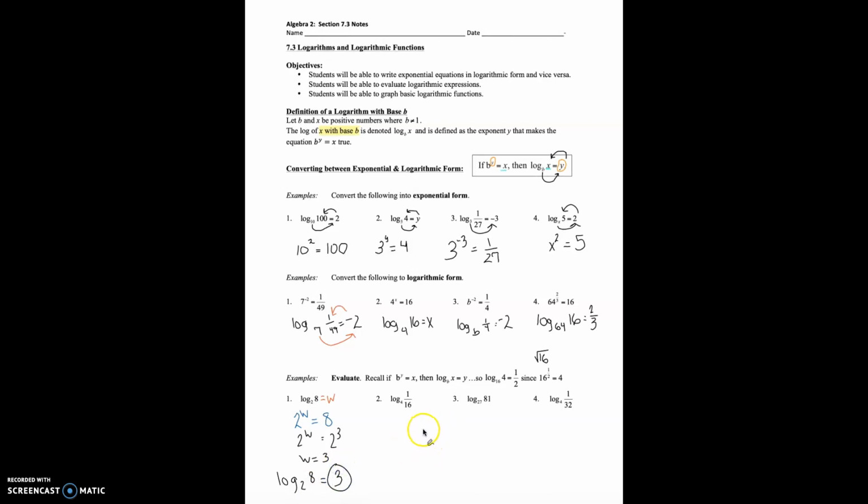Let's try again with number 2. So I'm going to say this is equal to W again. So let's think. 4 to what power is equal to 1 over 16? Now 1 over 16, I can rewrite that as a 2 to a power, but since we have a 4 here, let me just write it as 4 to the negative 2nd. So what would W be in this case? W is equal to 2. Actually, no, W is equal to negative 2. So log base 4 of 1/16 is negative 2.